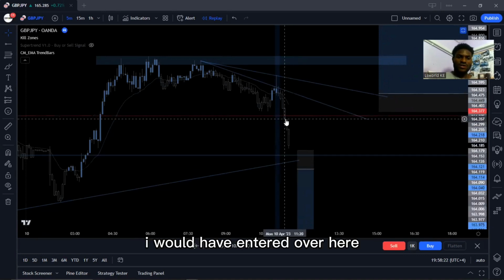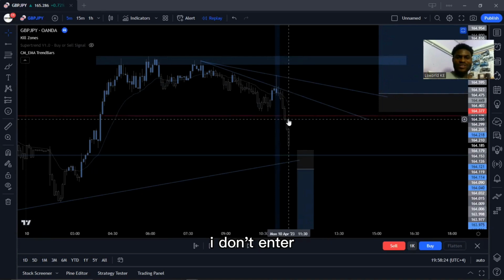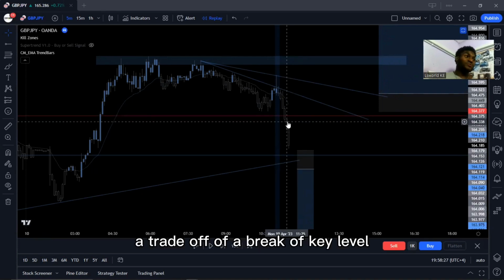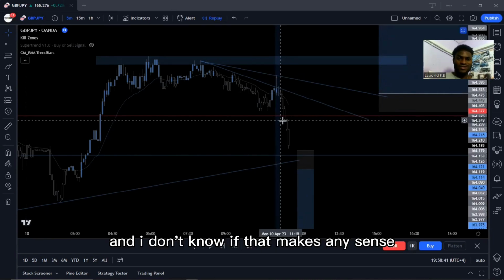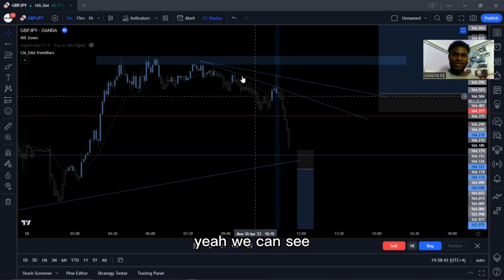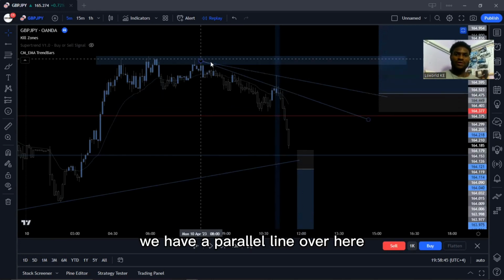I would have entered over here, but following the rules, I don't enter a trade off of a break of key level. I enter a trade off of a trend line. It can be a parallel trend line, or it can be a horizontal trend line, any of them, but the horizontal trend line has to come from a parallel trend. I don't know if that makes any sense, but anyways, we can see as an example over here, we have a parallel trend line over here.